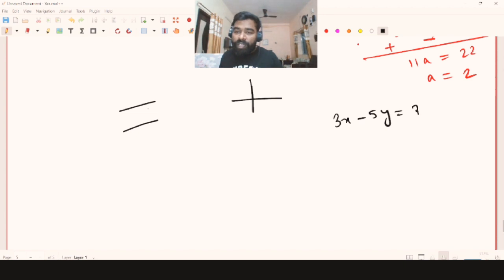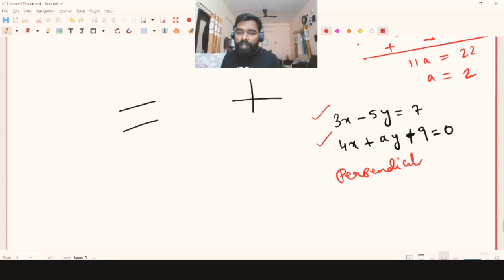So if I take one question, that is 3x minus 5y equal to 7, this is one straight line, and you have one more straight line, that is this equal to 0, with 9 in the left part. So we have two equations with us, this and this. They are saying that these lines are perpendicular to each other.